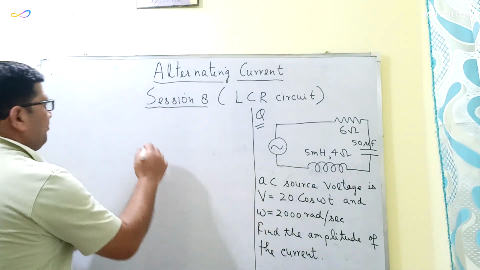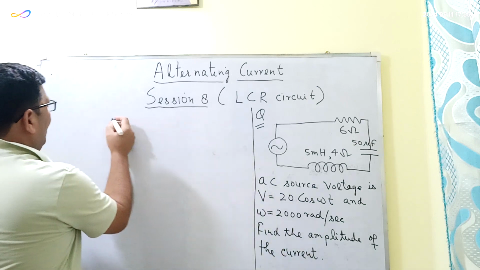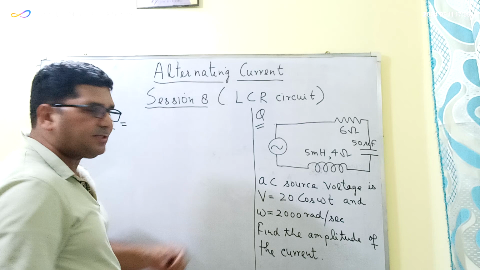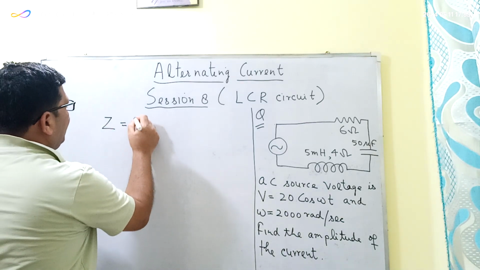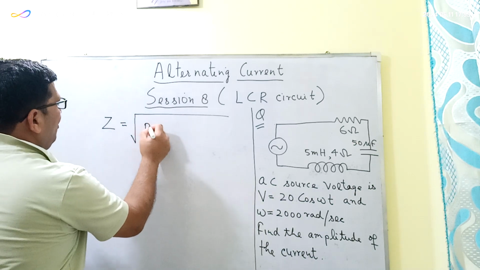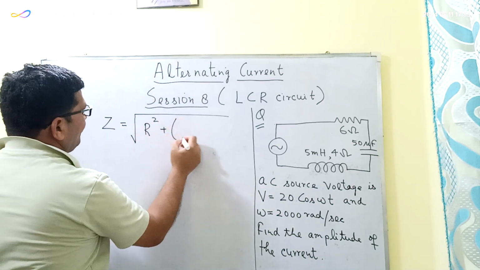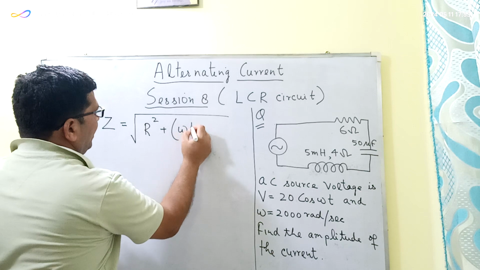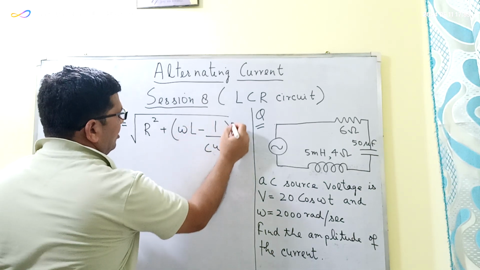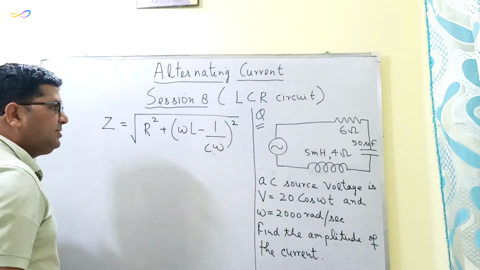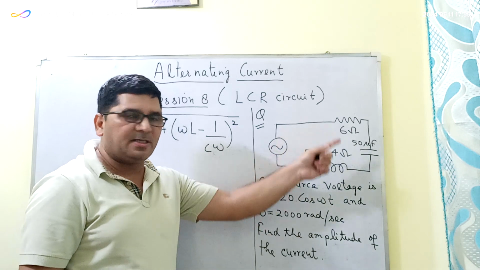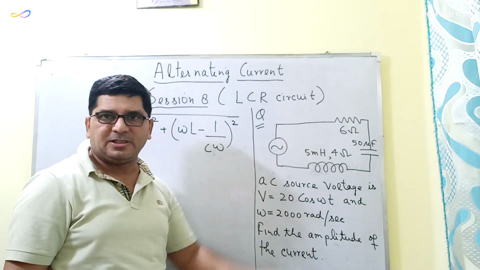So in this case we will first be finding the impedance of this LCR circuit. The formula for the impedance of the LCR circuit, as we discussed in the previous session, is the square root of R square plus (omega L minus 1 upon C omega) whole square. And what is impedance? It is the total resistance which is offered to the flow of the current in the LCR circuit.